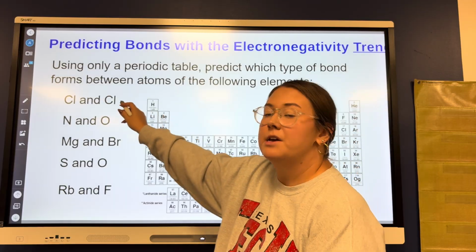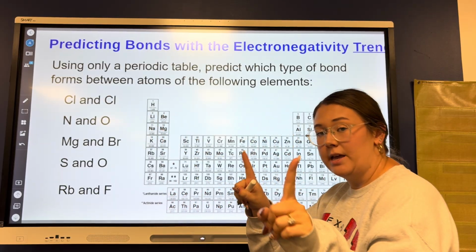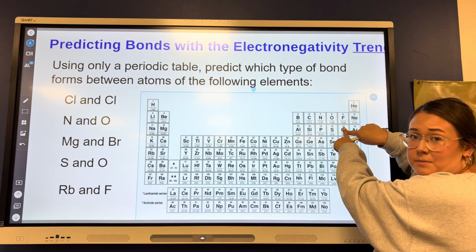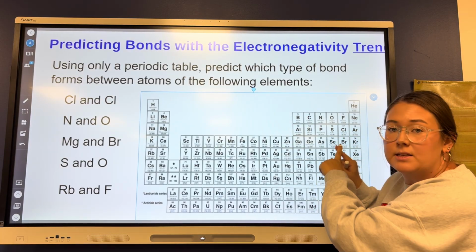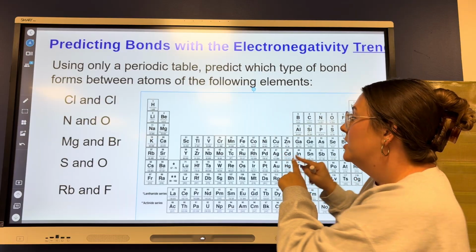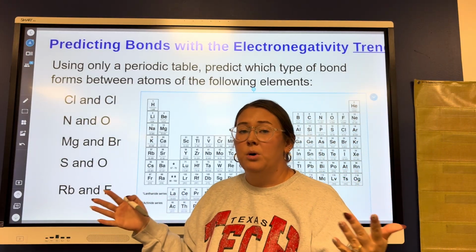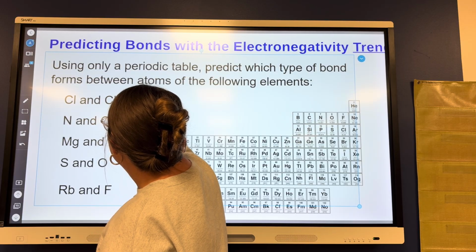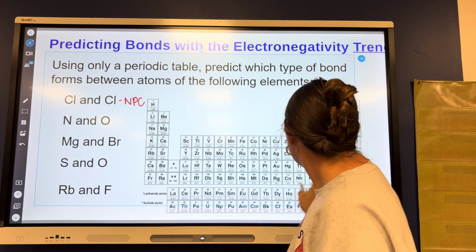Okay, so if we're looking at chlorine and chlorine, I want you to take your fingers and touch chlorine and chlorine. Well, that's the same element. So there is no difference in the electronegativity value there. So that is the most nonpolar that you can get. So chlorine and chlorine, nonpolar covalent.